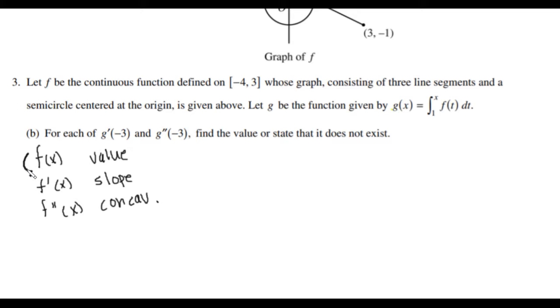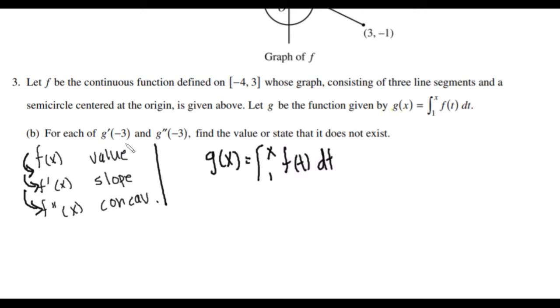Concavity. So as you look at this, f prime is the derivative of f of x, and f double prime is the derivative of f prime, right? So like that. Keep that in mind and let's do this. So g of x is equal to what? It is given as the integral from 1 to x of f(t) dt, right? However, the question asks g prime and g double prime. That means we have to take the derivative. We have to use the derivative on each side.